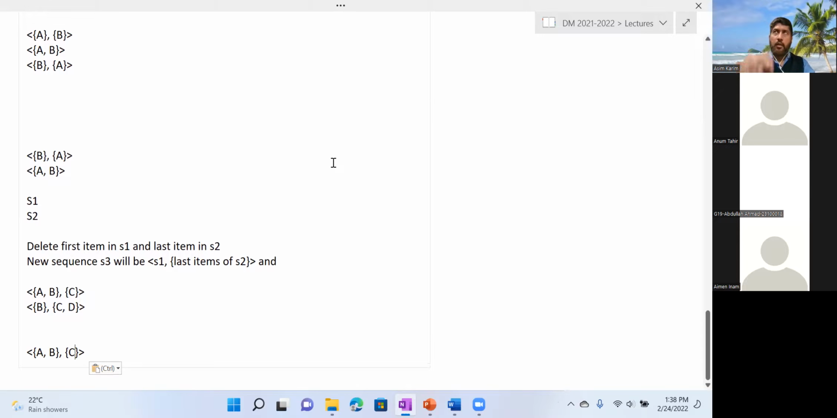Look at C: in the second sequence, was it part of an element or was it separate? It was actually part of an element. So here also we add it to the last element. This would be the new candidate generated, and you will notice that this would for sure be a super sequence of those 2 sequences.